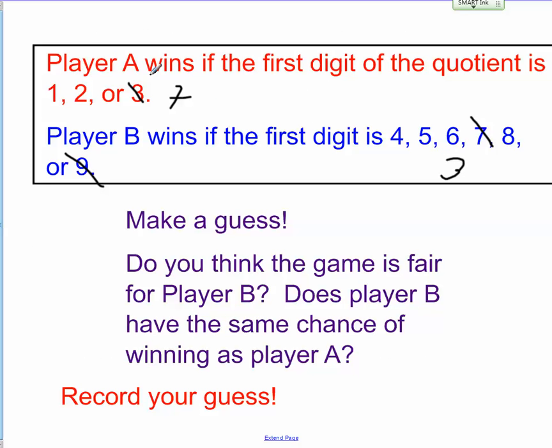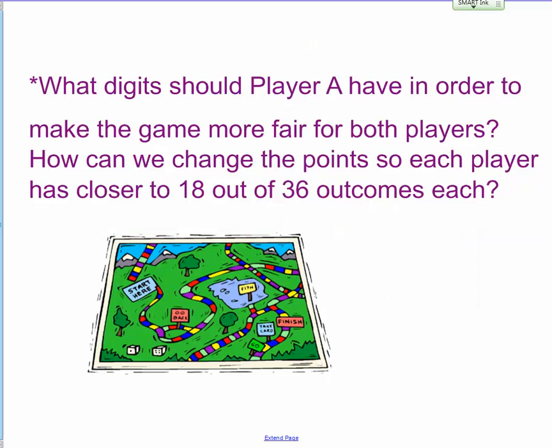So if we change the game so that player A wins if it's a 1, 2, or 7, then player A has 18 out of 36 ways to win the game. 18 out of 36. And since 18 is half of 36, that means player B gets the other 18 out of 36. Phew! And now we have a fair game.